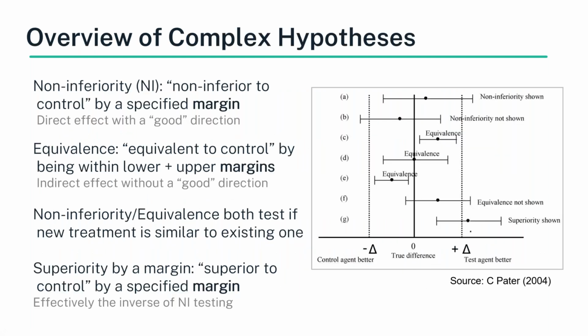Okay, so now we're going to give a brief overview of each of these hypothesis types that we're going to be talking about. And a point to note is that in each of these, we're going to be looking to test if a new treatment is similar to a pre-existing one in some way. So for non-inferiority, the goal is to show that the new treatment is no worse than control by some pre-specified margin. And control here is going to mostly stand in for a pre-existing treatment that you wish to compare against.